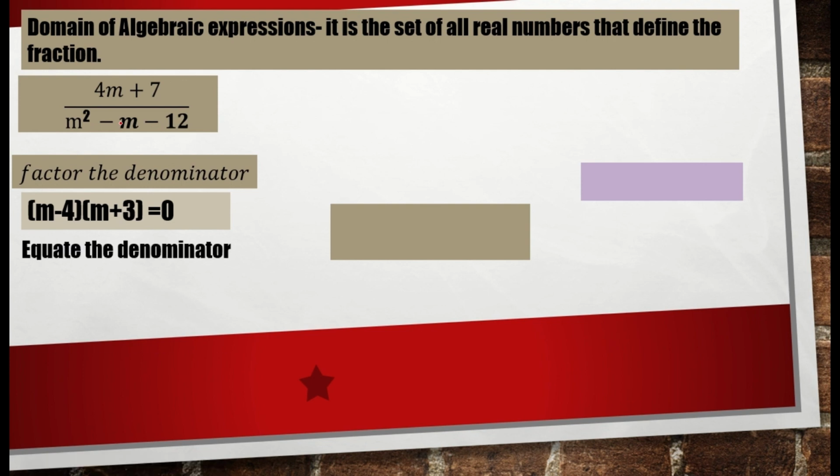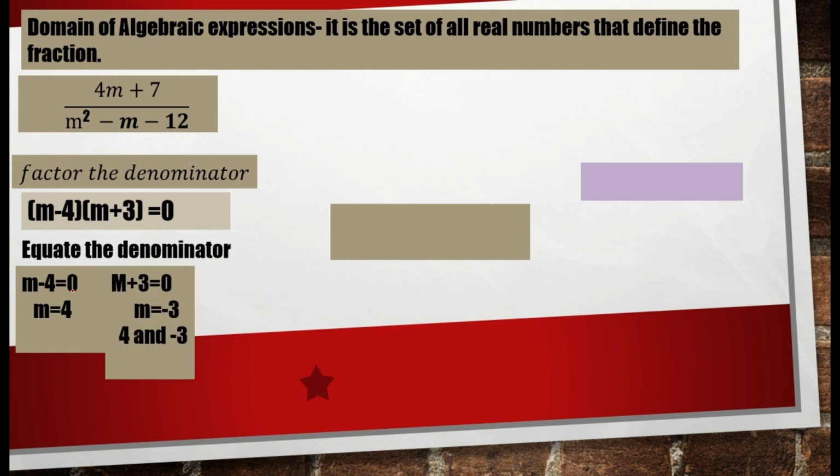Then, equate the number. So, we have m minus 4 equals to 0. Transpose negative 4 to right side. So, magiging positive yung ating negative. And then, another one, we have m plus 3 equals to 0. Transpose positive 3 to right side. So, the positive magiging negative. So, our respective values, we have 4 and negative 3.